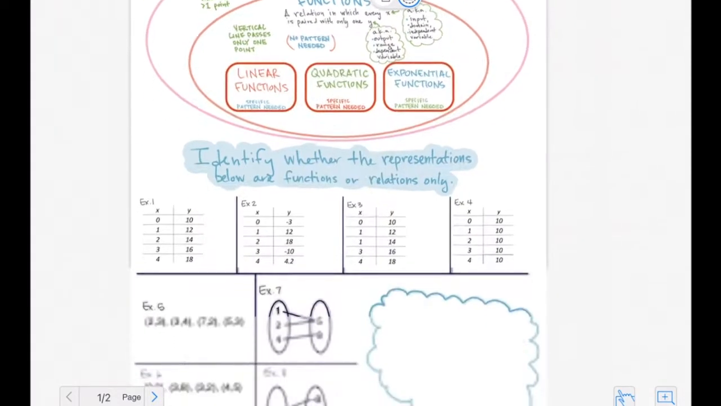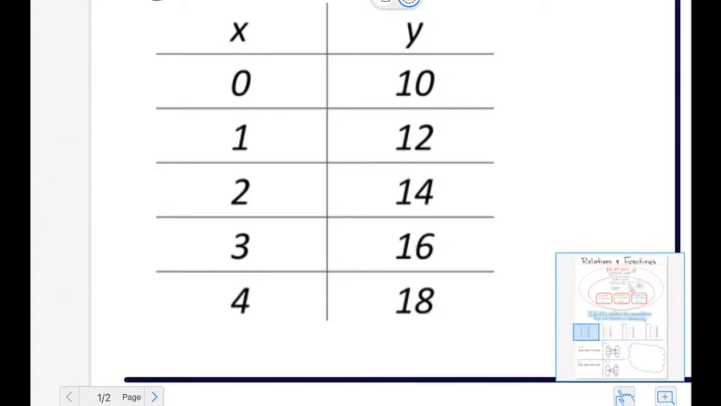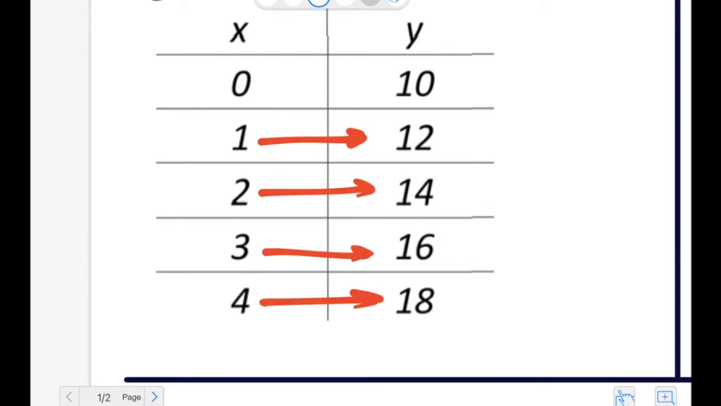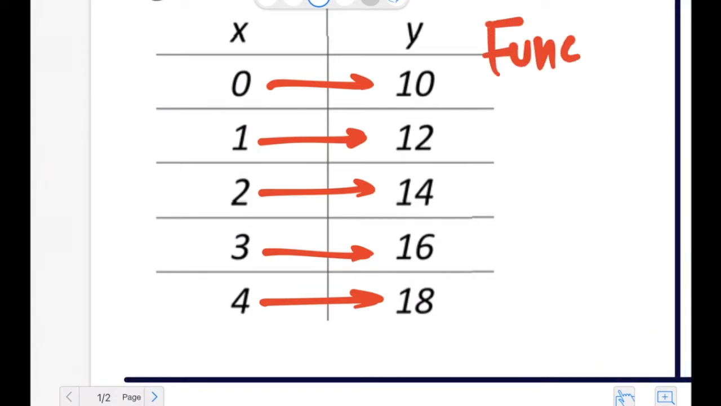We want to do examples of tables where some are functional and some are non-functional. All of these are relations. Why? Because you have a relationship between two quantities. So let's talk about which ones are relations that are also functional. Think again about the frog. So if you push the button labeled 0, the only output value you're going to get is a 10. If you push a 1, you're only going to get a 12. If you push a 2, you're only going to get a 14. If you push a 3, you're only going to get a 16. And 4, you're only going to get an 18. And so this is a relation that is a function.